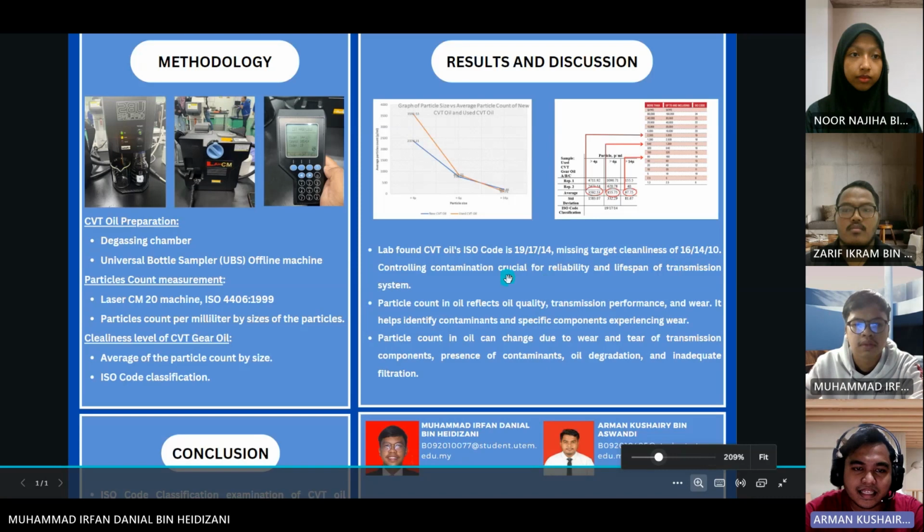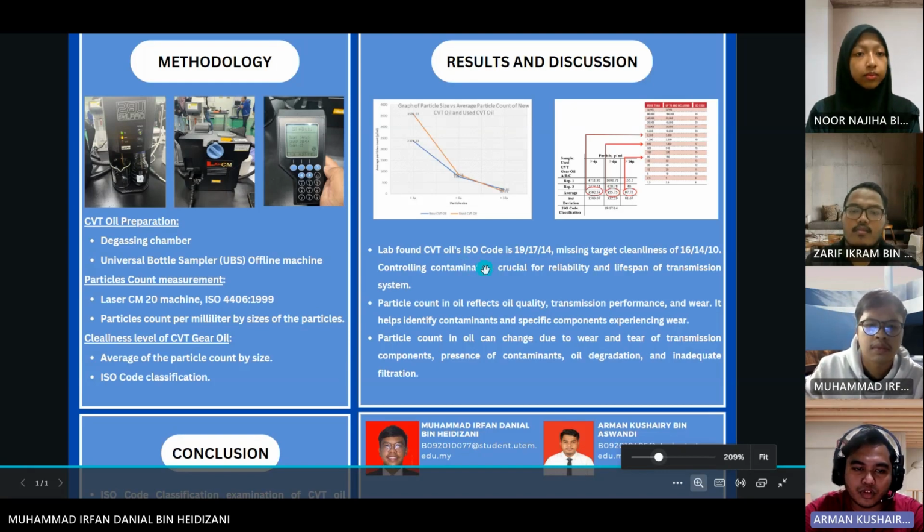While the decrease in the number of particles can be attributed to filtration, if the CVT system has an effective filtration mechanism, it can remove and retain a significant number of particles from the gear oil. Regularly changing or cleaning the filter can help maintain a lower particle count. Other than that, flushing or replacement: if the gear oil is flushed or completely replaced, it can reduce the particle count. Fresh clean gear oil will have fewer contaminants compared to used oil.